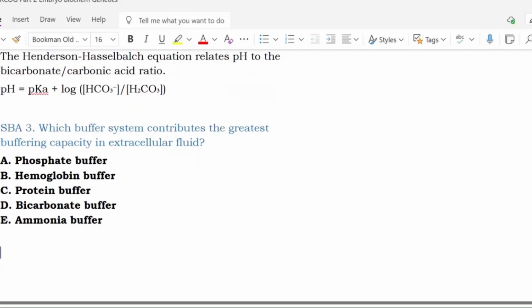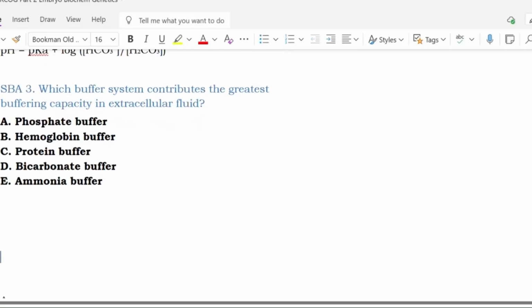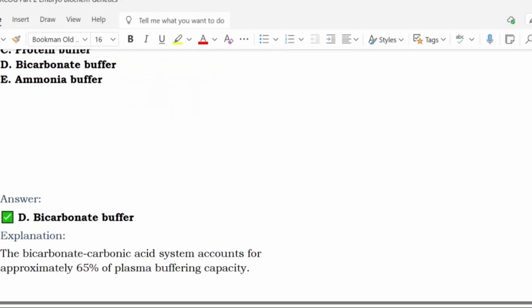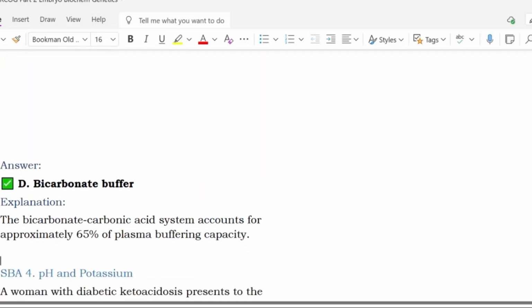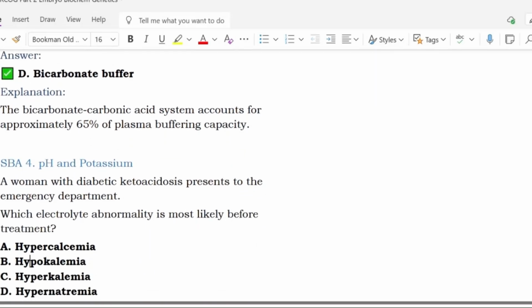Which buffer system contributes the highest buffering capacity in extracellular fluid? A, phosphate buffer; B, hemoglobin buffer; C, protein buffer; D, bicarbonate buffer; and E, ammonia buffer. So in the extracellular fluid, the major buffer is bicarbonate. So the bicarbonate buffer system accounts for approximately 65% of the plasma buffering capacity.